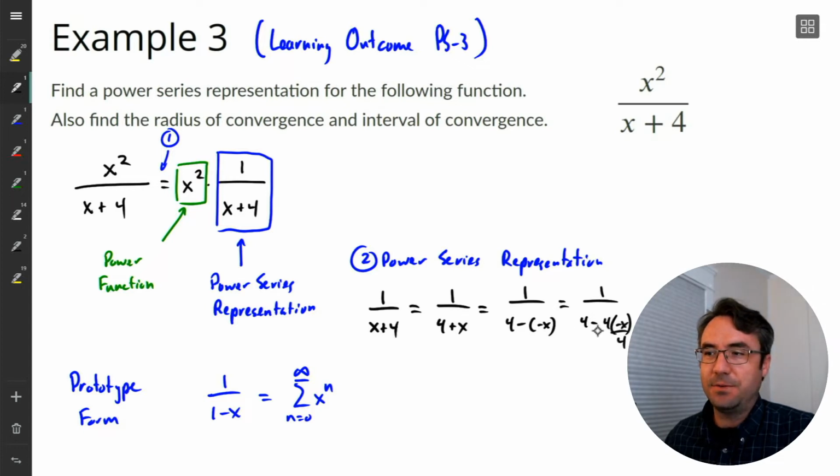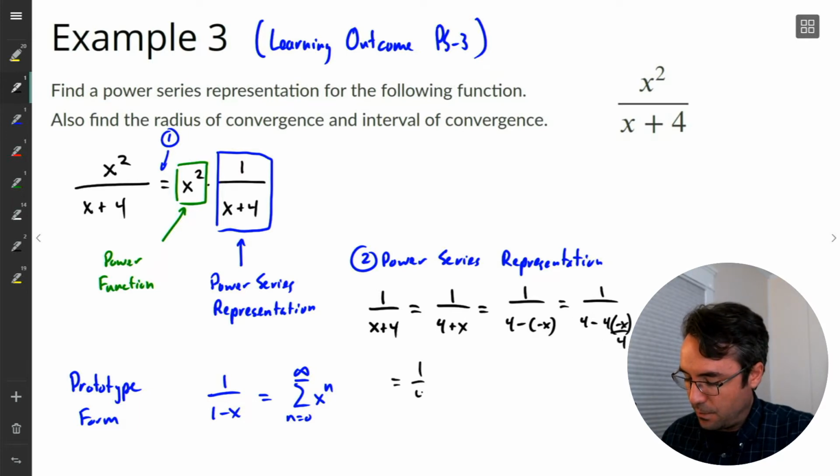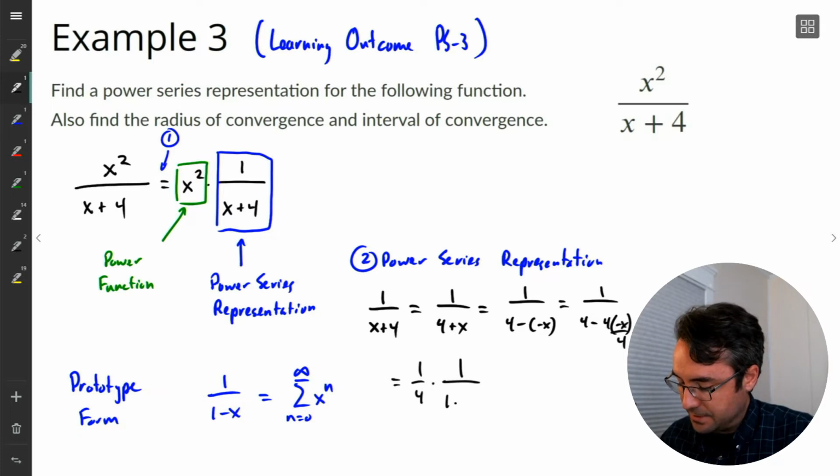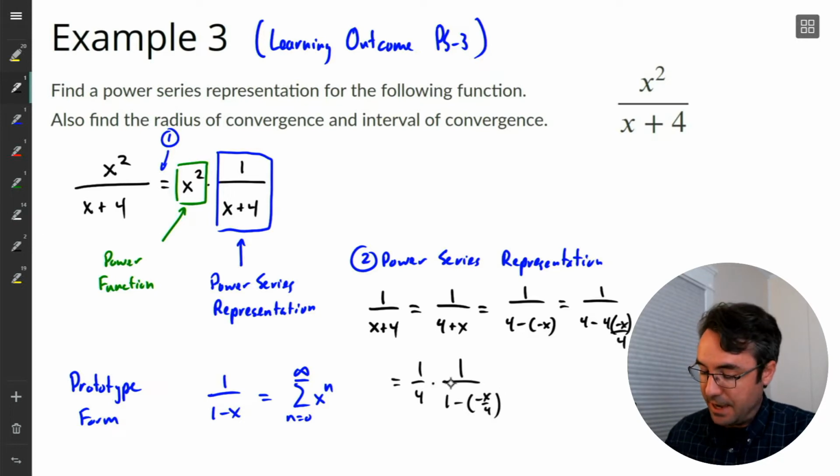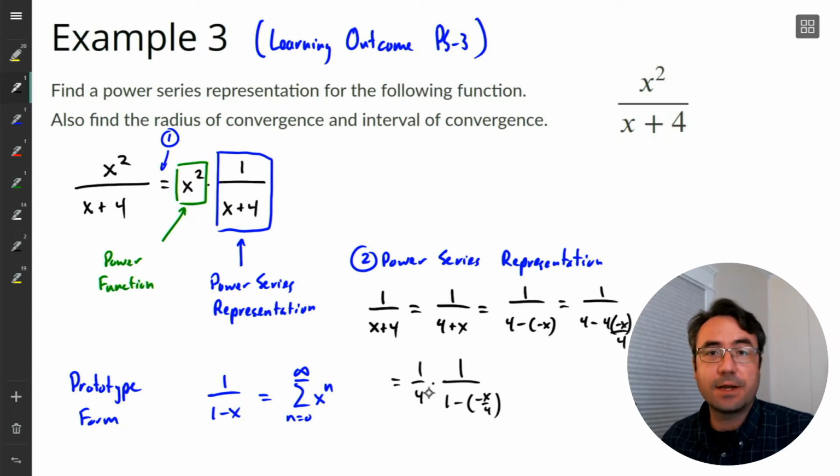So now we can bring this 4 out. We end up with 1 over 4, and we'll put that in front. And then 1 over 1 minus negative x over 4. And so this is good. Now this fraction here is the correct setup. It's 1 over 1 minus the variable, and that's exactly what we have here: 1 over 1 minus the variable.